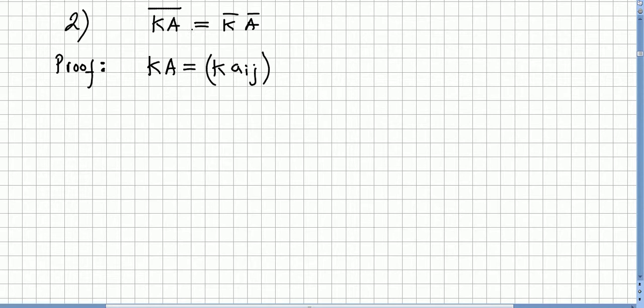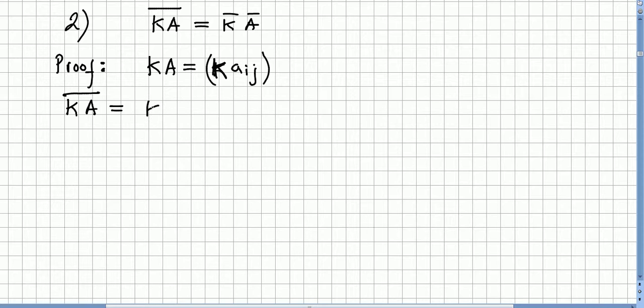So now I'm going to prove the second property. The conjugate of KA is equal to K conjugate A conjugate. Proof. We pick KA. KA will be the matrix Aij multiplied by a given K. So what is KA conjugate?